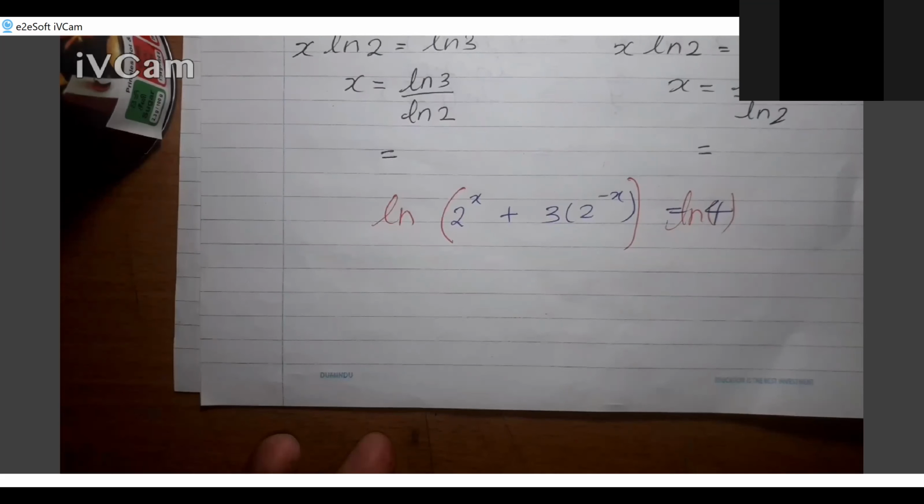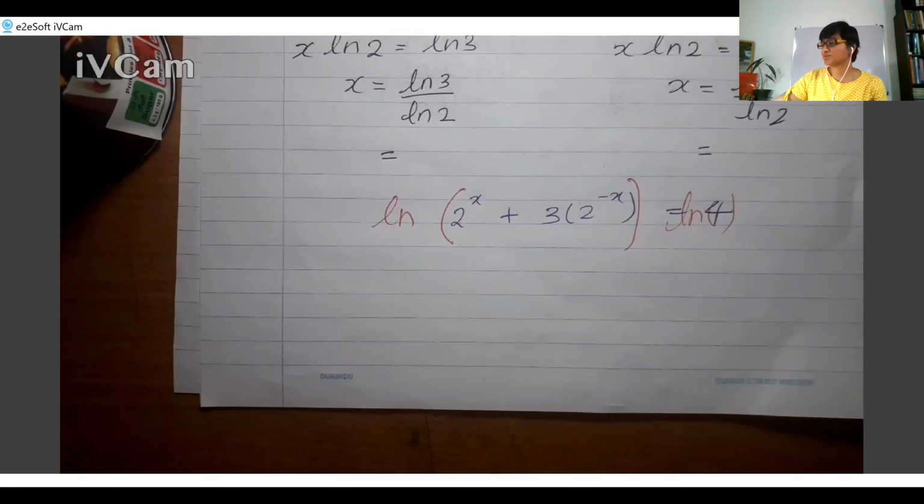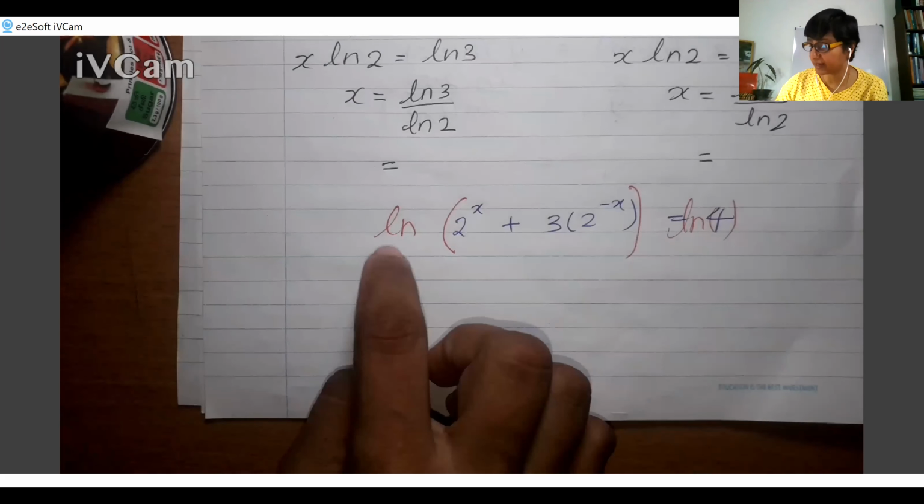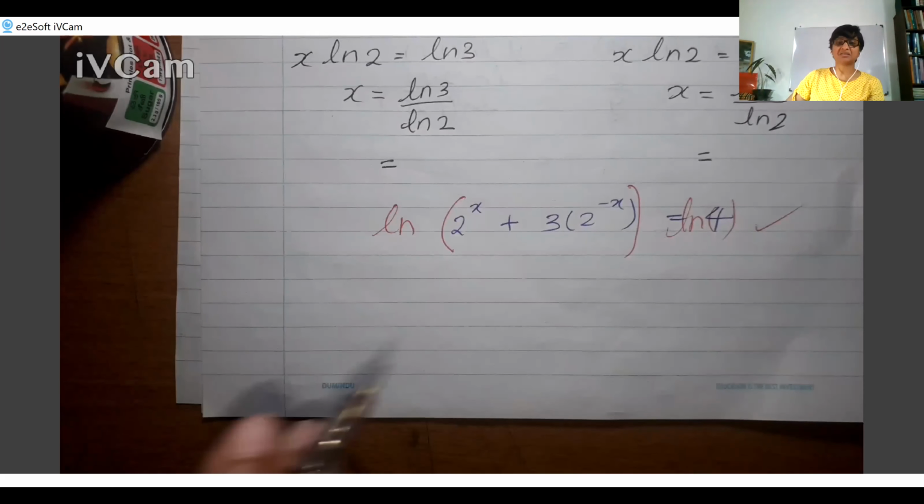I made a mistake. I took log to each and every term. That's wrong, right? So there is no way of simplifying this. That's the problem. You can take log, you can do this, this is fine. But it doesn't take us anywhere.